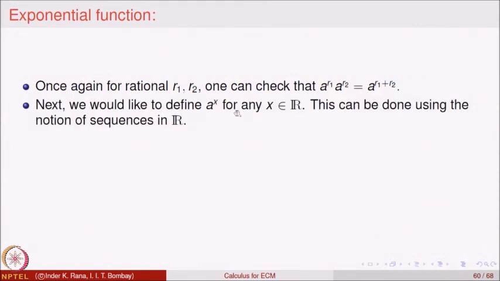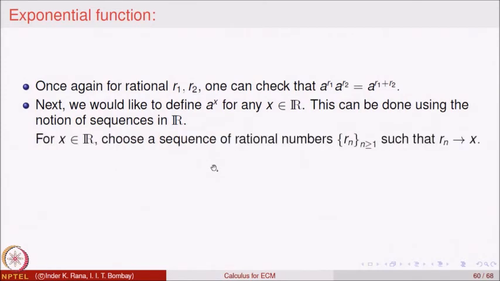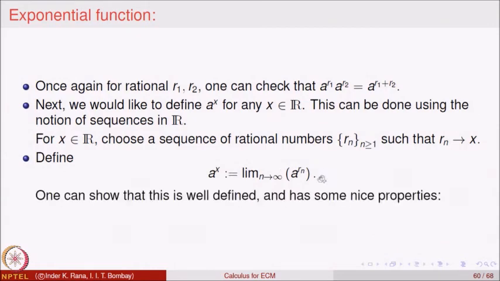For any real number x, if you want to define a raised to power x, this can be done using the notion of sequences. Given a real number x, we take any sequence of rational numbers which converges to it. Such sequences exist, that is called the denseness property of rational numbers, and then a raised to power r_n is defined. So, we take the limit of that. Again, it needs to be shown mathematically that this limit will always exist and it will be unique and so on.